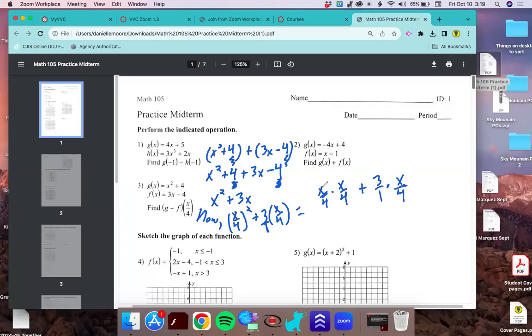That might help. So let's see how this goes. We have x times x is x squared. 4 times 4 is 16. Looking good. 3 times x is 3x. 4 times 1 is just 4. And then that's pretty good.